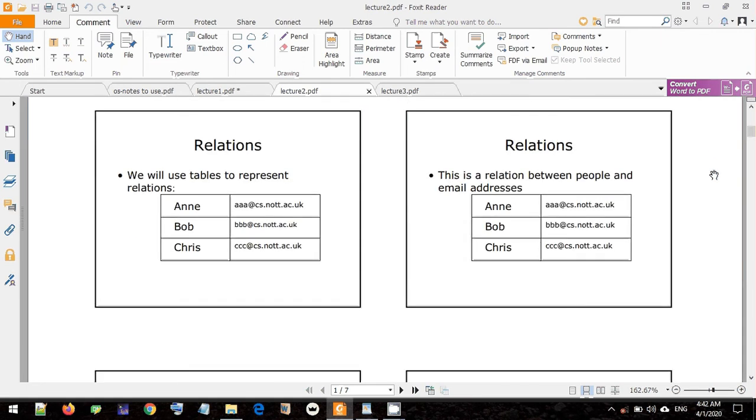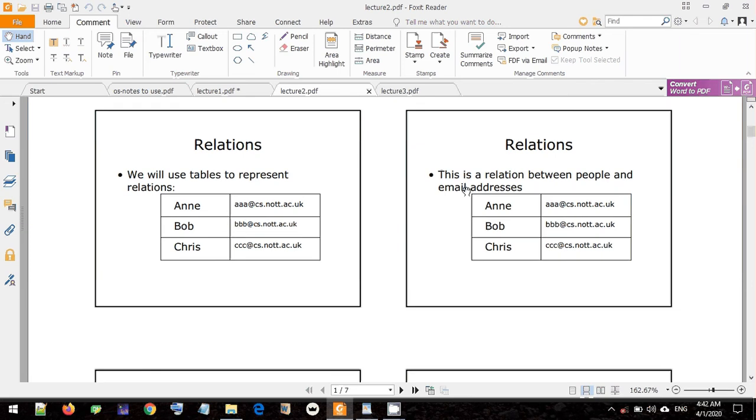Relations. A relation is a table. We use tables to represent relations. For example, a relation between people and email addresses. You see here that in the first column we have names of people, Anne, Bob, and Chris, and in the second column we have email addresses.